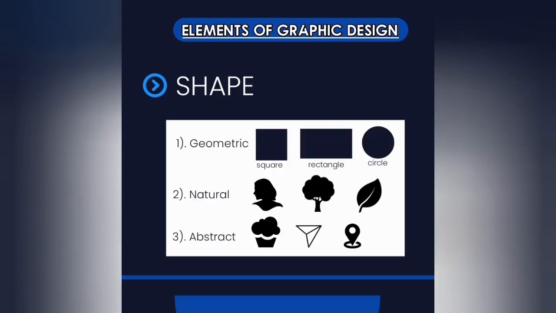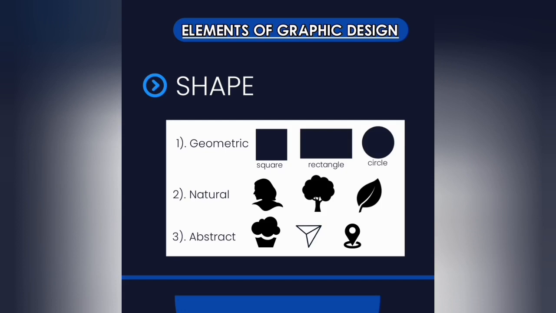The next element of graphic design is shape. There are three basic shape types. You have the geometric, the natural, and abstract. The geometric shapes are the shapes that we normally see in mathematics or in other classical subjects we saw in secondary school. We have the square, rectangle, circle, triangle, and so on and so forth. So that is the geometric type.